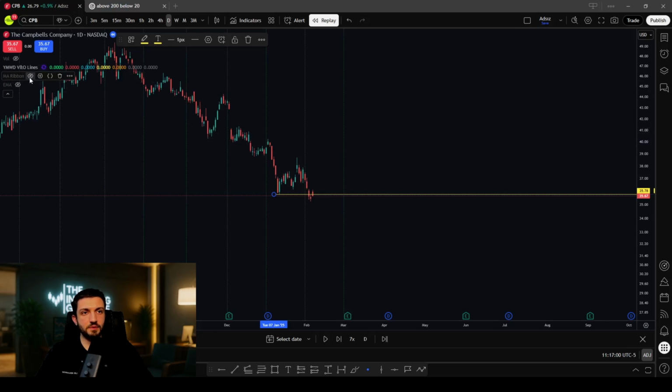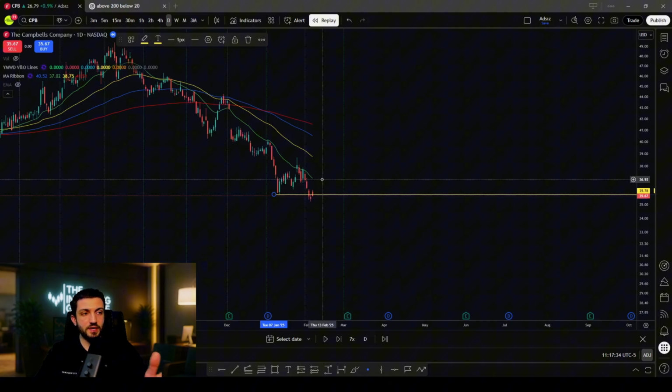I will now enable moving averages. And here is the other sign. Price is below all these moving averages. The logic is when price moves further away from these moving averages, it tends to come close back. If price is so much lower than these moving averages, it means it is oversold. If price is so much higher than these moving averages, it means the price is overbought.